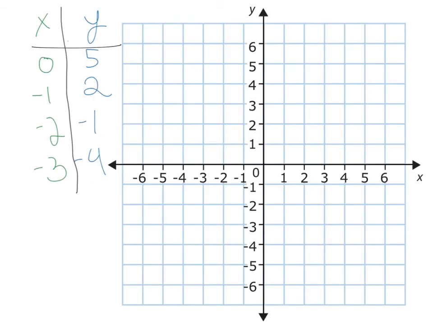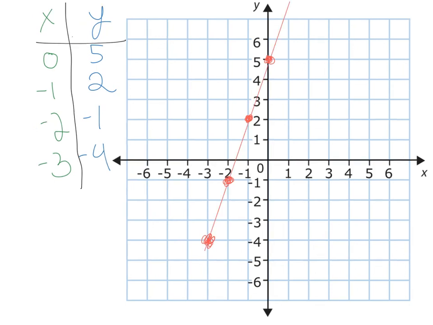Over here on the left, I've got a table of data of x inputs and y outputs, and I'm going to practice graphing those to see if we have a linear function here. So I start off by going to 0 on my x-axis and going up to 5 on my y-axis, and I mark that point. I go to -1 on my x-axis and up to 2 on my y-axis, and I mark that point. -2, -1, -3, -4. And if you notice, in fact, these are making a line, so this is a linear function. And there's our line.